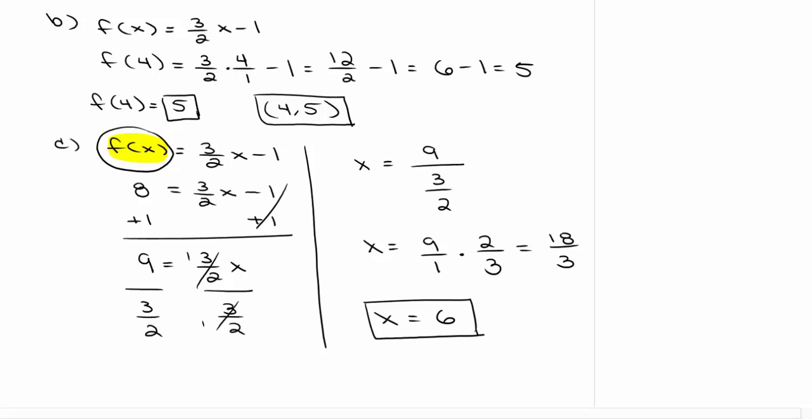And what it says, what point is on the graph of the function? The point that is on the graph of the function is going to be 6 comma 8. All right. I think I answered everything.